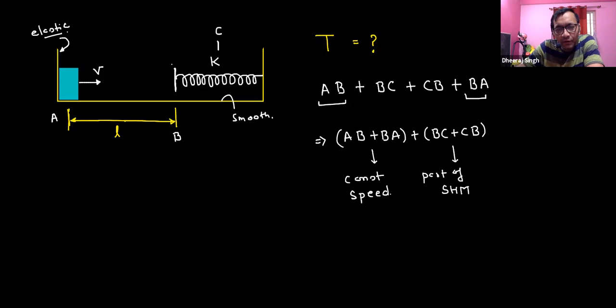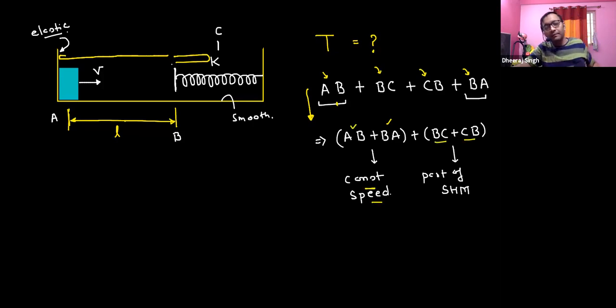Do you all agree with whatever I have written here? It goes A to B, compresses the spring, goes up to the extreme point C, and then comes back. And when it comes back, it leaves the spring, moves forward with the same velocity, comes here, hits the wall, and then reverses. So it has traveled AB distance, then B to C, then C to B, and then B to A. And A to B and B to A, these two distances, constant speed is there. B to C and C to B, if I add both of them, it becomes part of SHM.